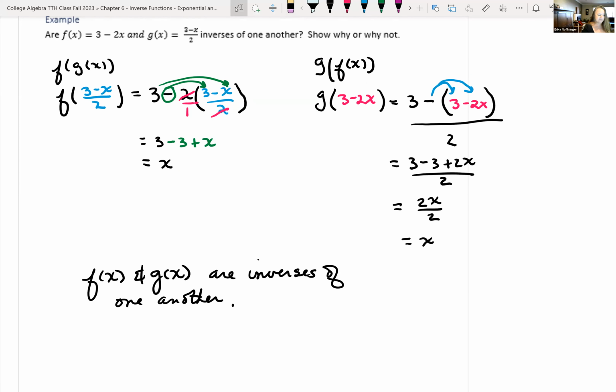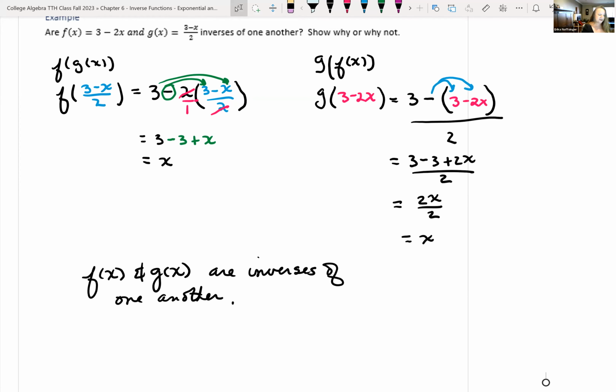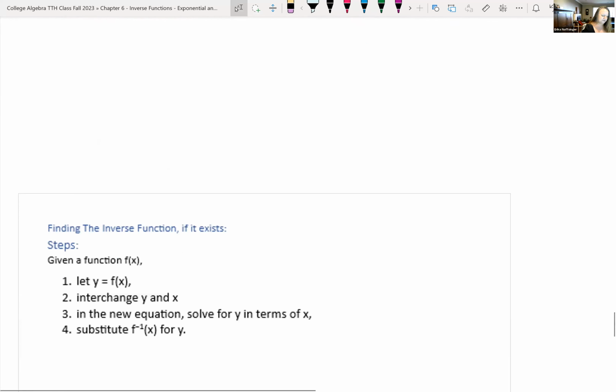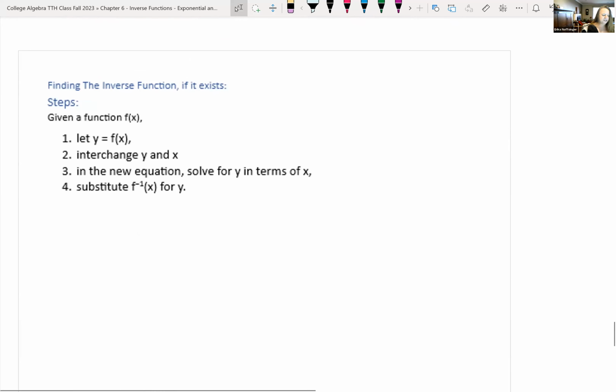But how do we find the inverse function? In order to find the inverse function, the first step is to take your function, if it's called f of x, and rewrite f of x as y. f of x is just another notation for writing y. Once you've rewritten your equation as y equals instead of f of x equals, wherever you see your y, you're going to put an x, and wherever you see x, you're going to put a y. So you're going to interchange y and x.